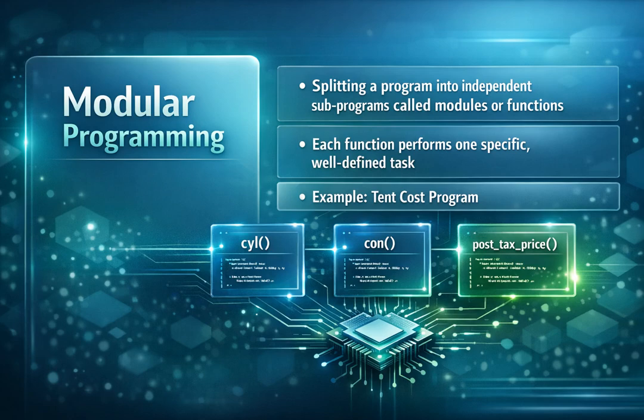Modular programming is the technique of dividing a program into separate, independent blocks. Consider a tent manufacturing company computing costs. Instead of one long program, they break it into three functions: one for the cylindrical area, one for the conical area, and one for the post-tax price.